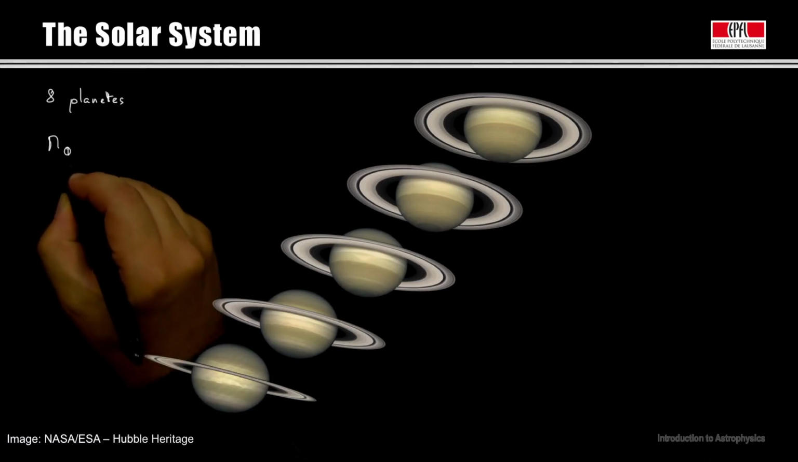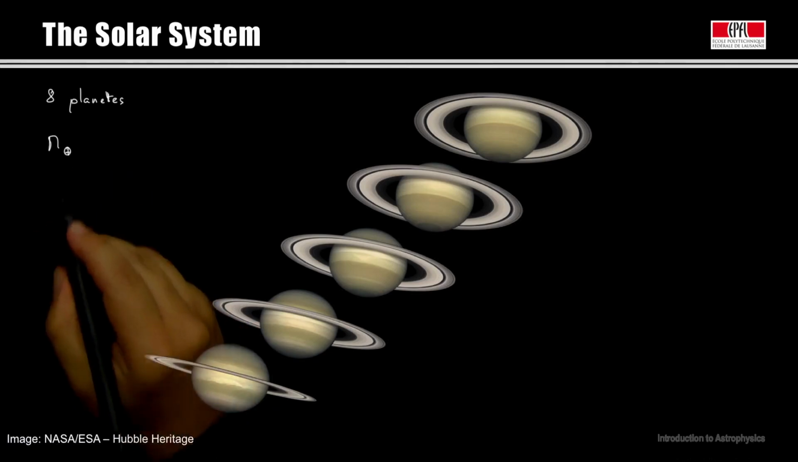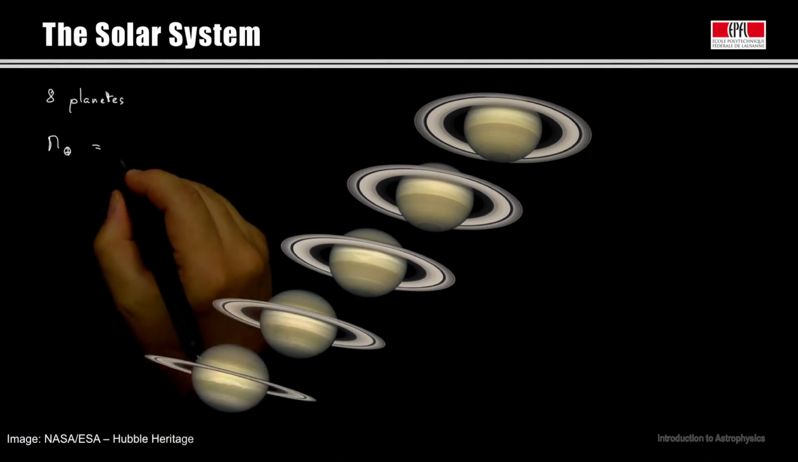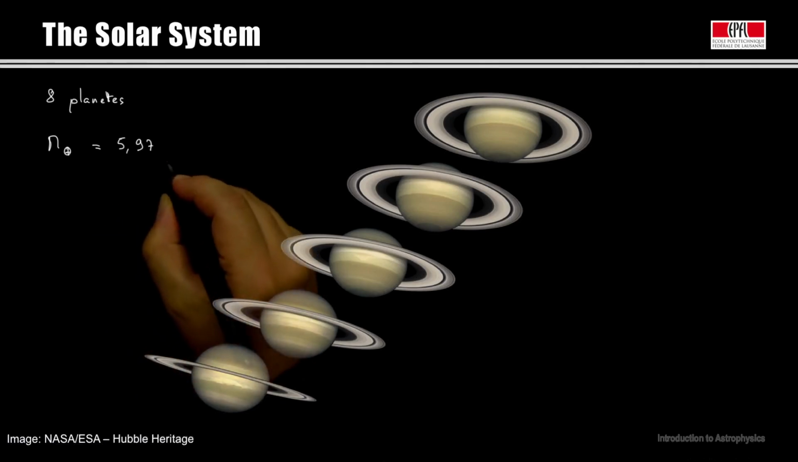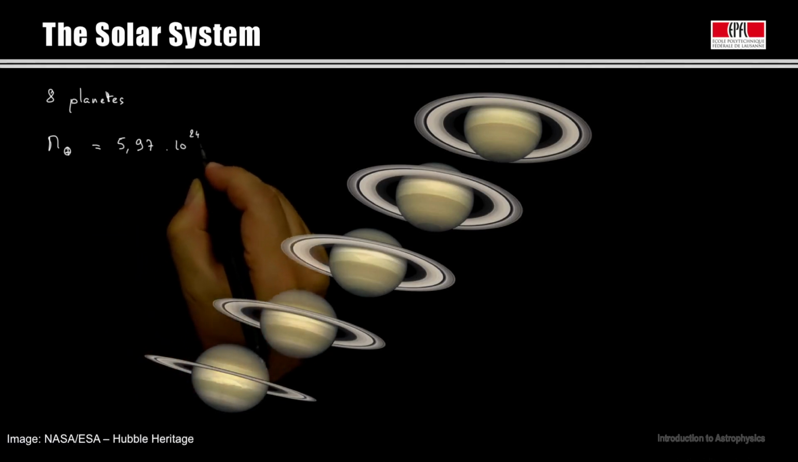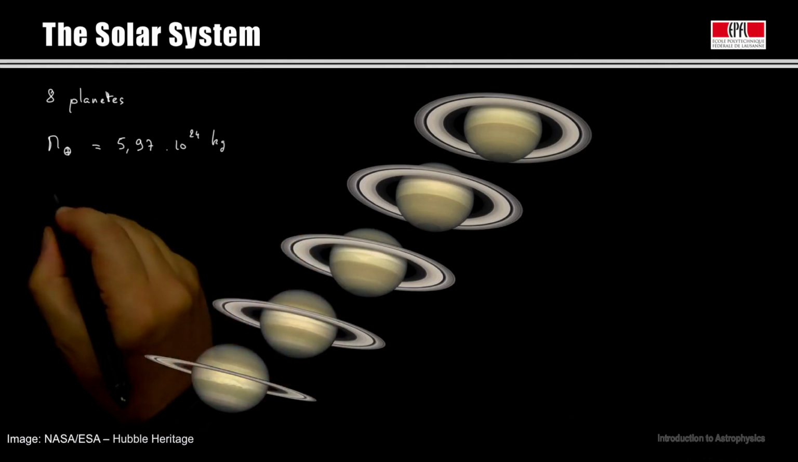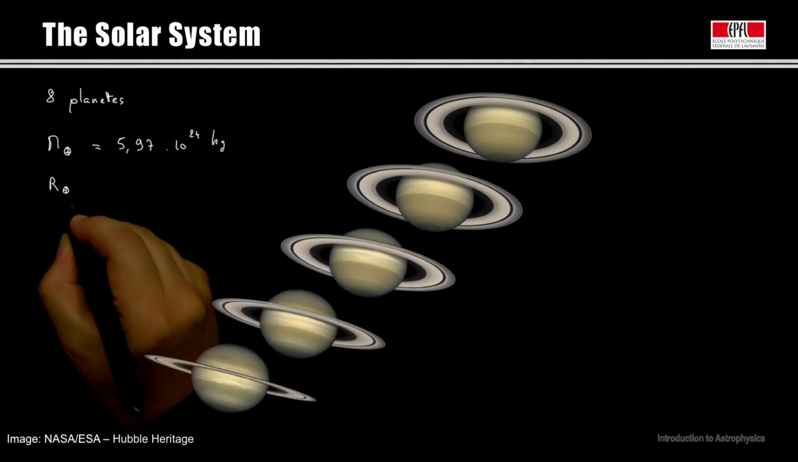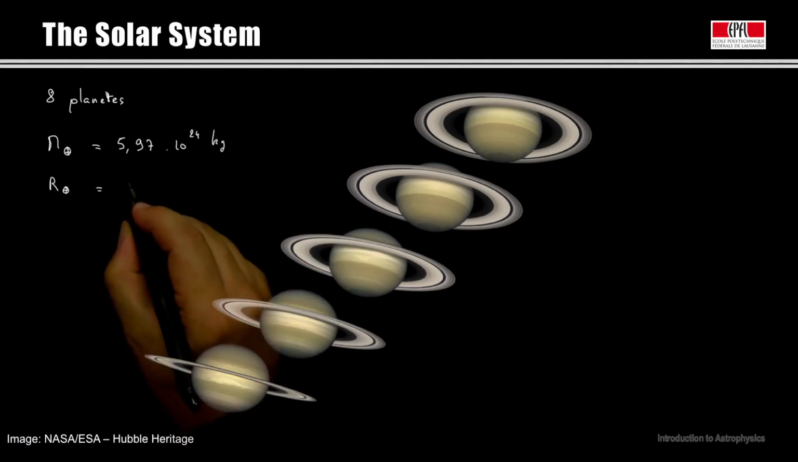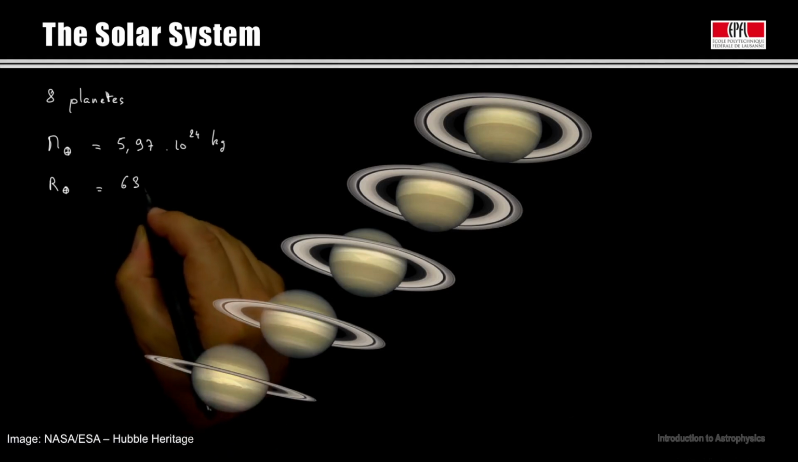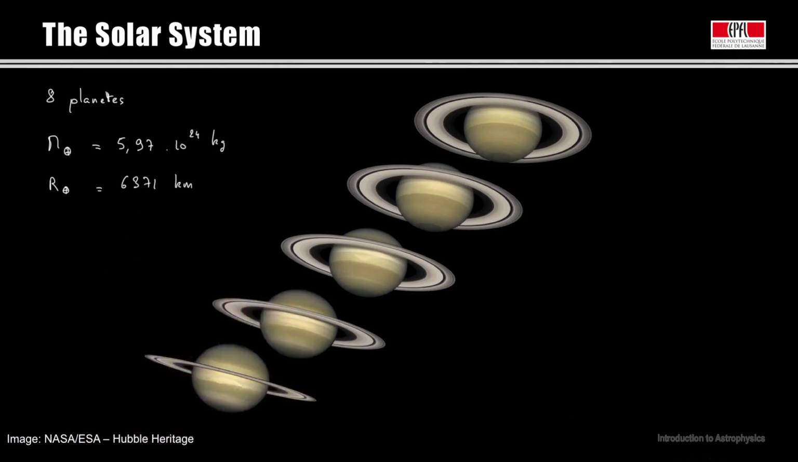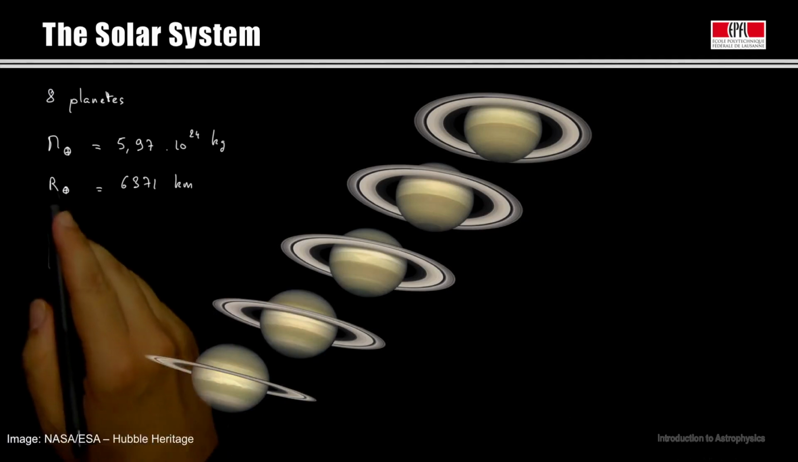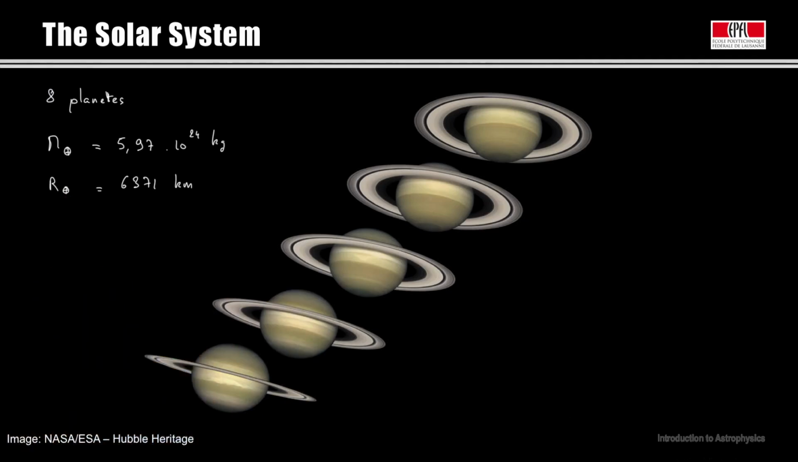The symbol used for Earth is a circle with a cross in its center. The Earth's mass is equal to 5.97 times 10 to the 24th kilogram. Earth's radius is 6,371 kilometers. We will often express planetary masses and planetary radii in units of Earth masses and Earth radii.